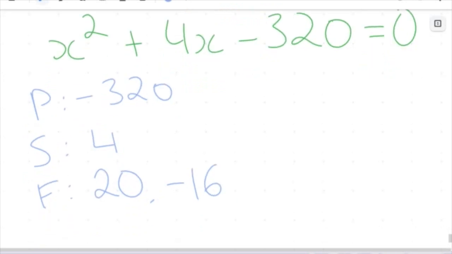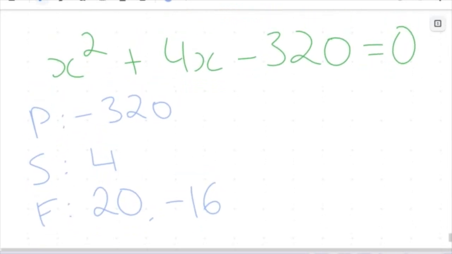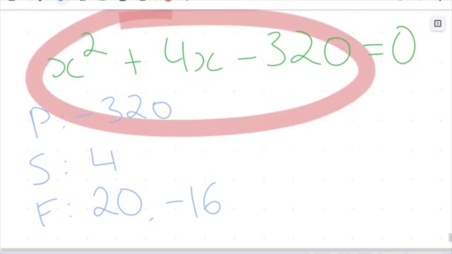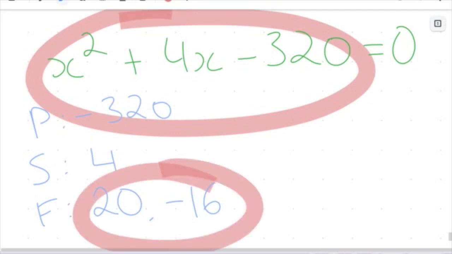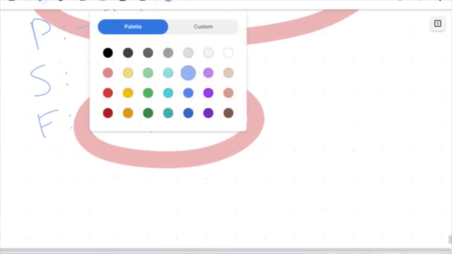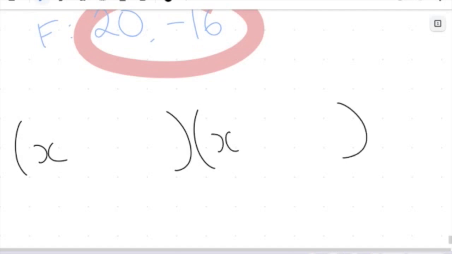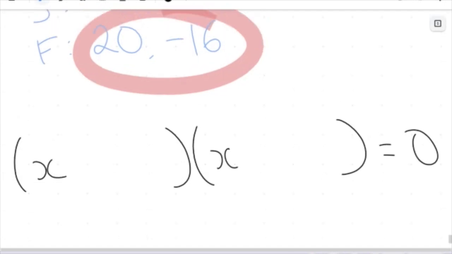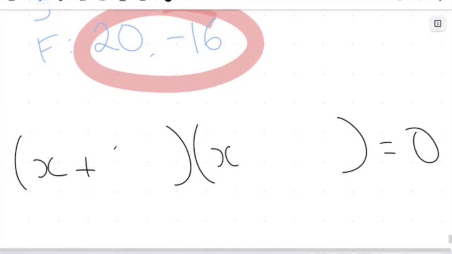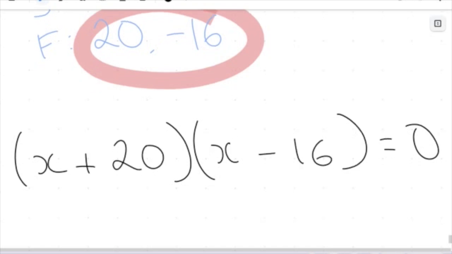So that means my factorized form, I'm going to write this guy up here as a binomial product with these factors here. So I'm going to rewrite this as x plus 20 and x minus 16, equals 0.